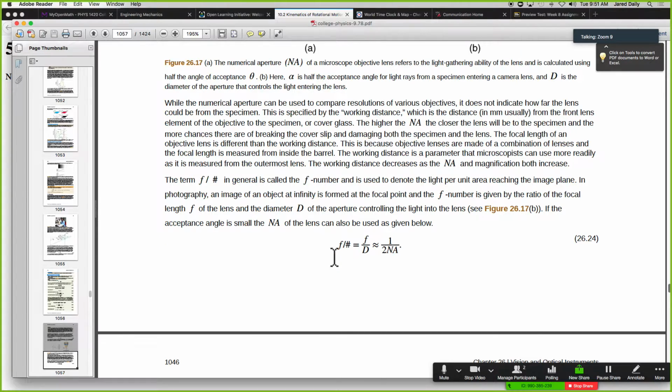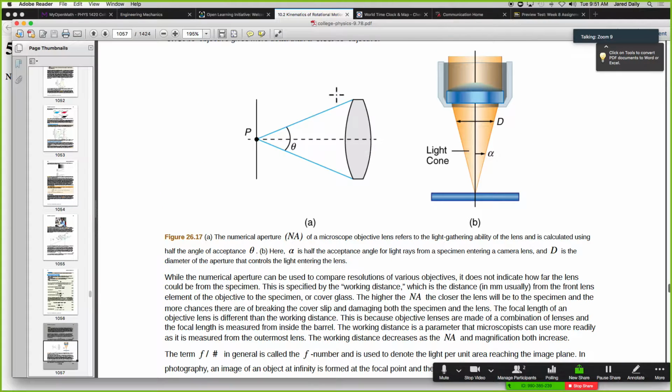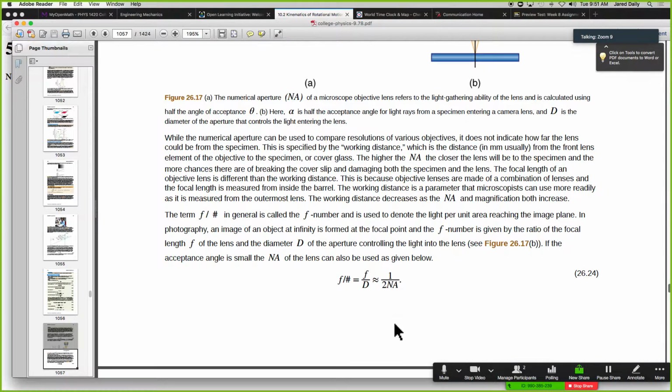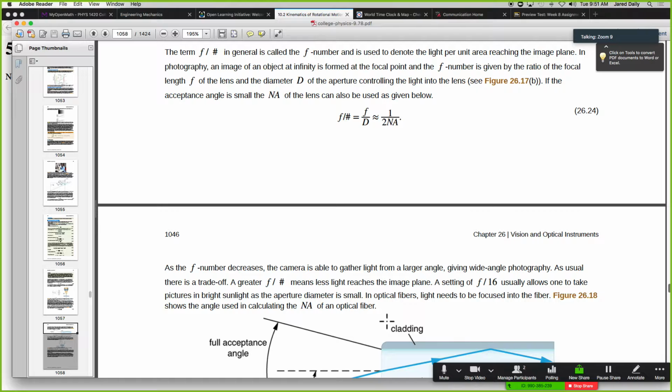So both of these numbers, the numerical aperture and the f-stop, give us an idea of how much light is coming through. With the numerical aperture, the bigger the number, the more light coming through. With the f-stop, it's 1 over the numerical aperture, so the smaller the number, the more light comes through.